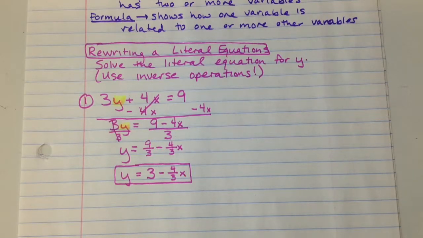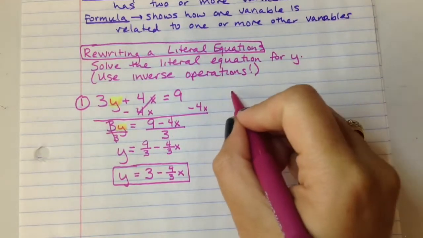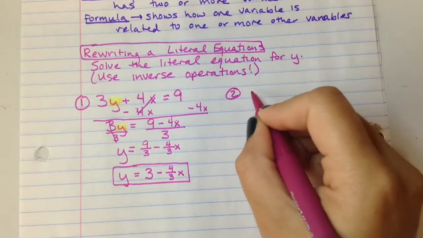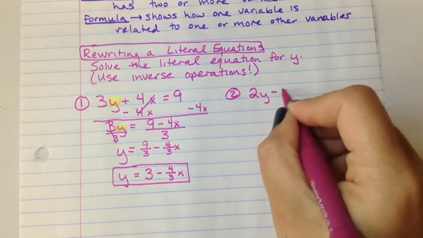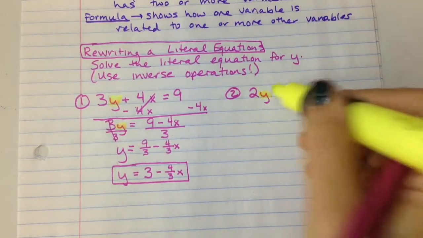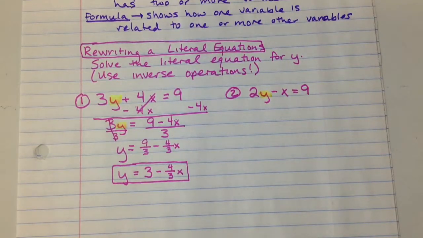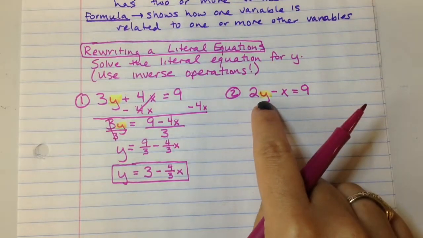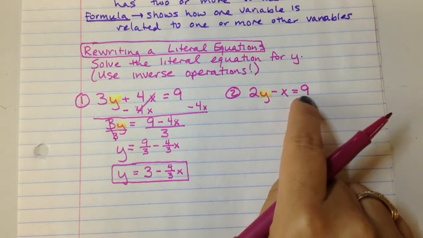The second example is 2y minus x equals 9. Again, we're solving for y, so I'm going to take my highlighter and highlight the y. That's what I want to get by itself. We need to isolate the term first before we isolate the variable, which means that this x is going to have to go on the opposite side.